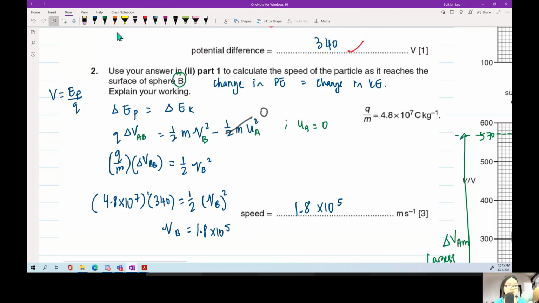Where are the marks? Okay, so the explanation is obviously 1 mark. Either this one or this one is C1. You substituting the right value here is C1. Final answer is A1.